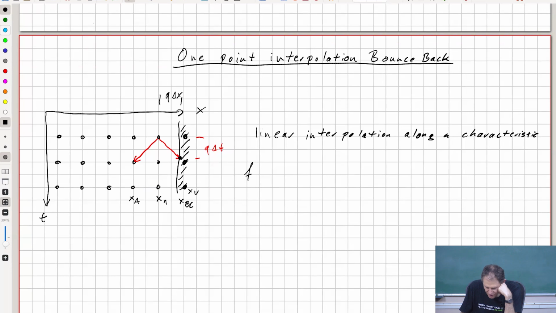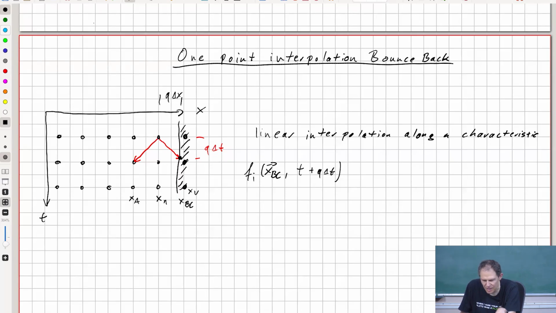So what is Fi at the position of the boundary? When we evaluate at the boundary, we have to take this at time t plus q delta t, right? So this is on the boundary, and the position of the boundary is xn plus q delta x, and the time is t plus q delta t.